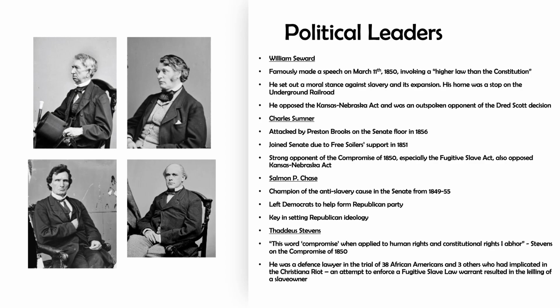Charles Sumner, attacked by Preston Brooks on the Senate floor in 1856, joined the Senate due to Free Soil support in 1851, and was a strong opponent of the Compromise of 1850, especially the Fugitive Slave Act. We're going to talk more about the caning of Sumner in the next topic.